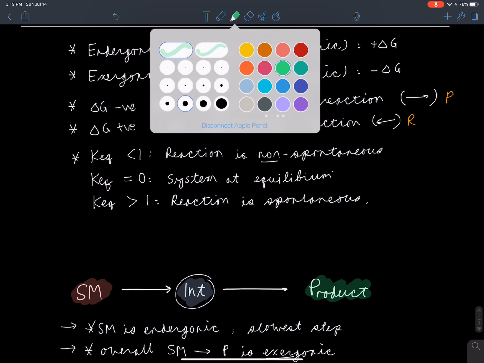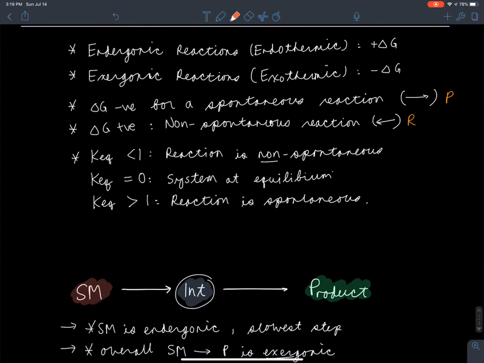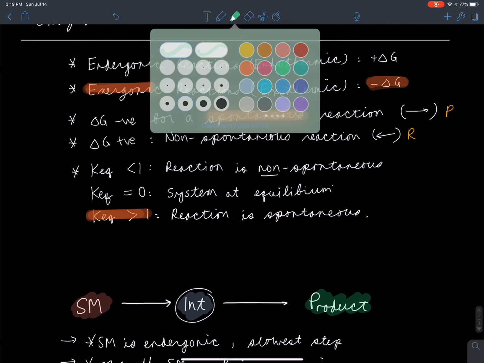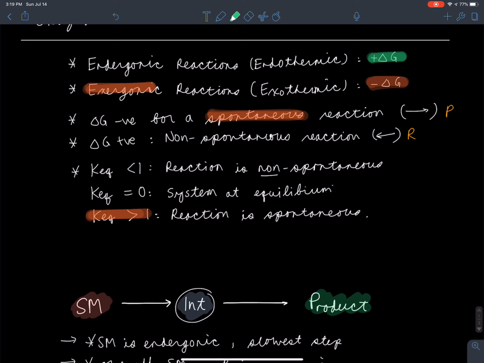So I'm going to highlight the delta G negative ones that you need to know. When you have a negative delta G, your reaction is going to be exergonic, your reaction is going to be spontaneous, and your K equilibrium is going to be greater than 1. Those should be big signs that you can process, and vice versa. When you get a positive delta G, you're going to have an endergonic reaction, your reaction is going to be non-spontaneous, and your K value is going to be less than 1.